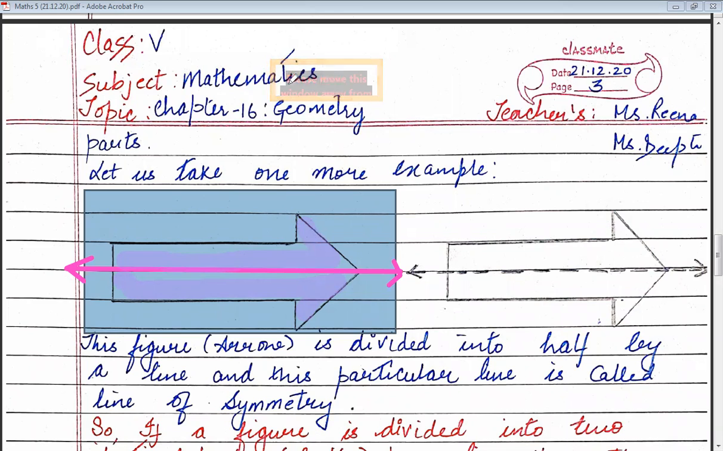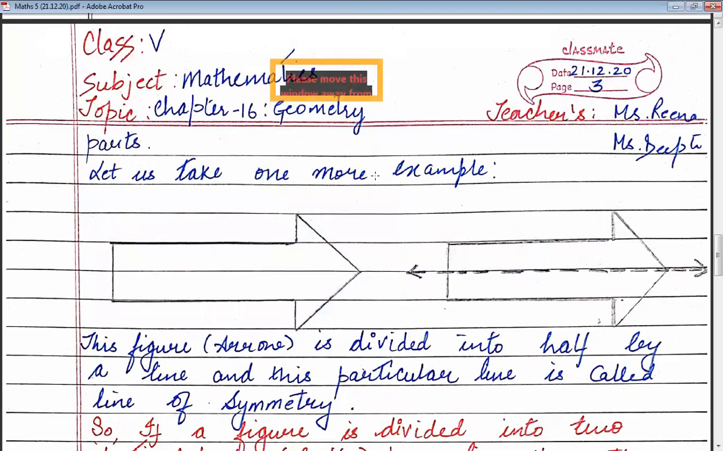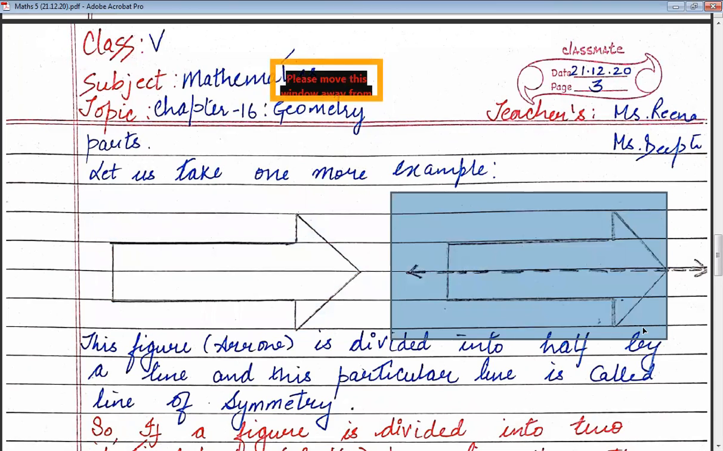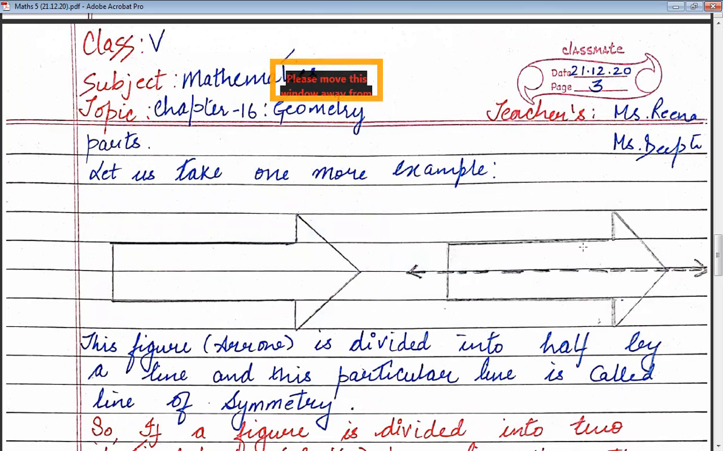Okay, so it means this figure has a line of symmetry and this figure is said to be a symmetrical figure. What is this? This figure is called a symmetrical figure. Okay, children, I hope you are clear with line of symmetry and symmetrical figure. So now the next questions we will discuss in our second video.